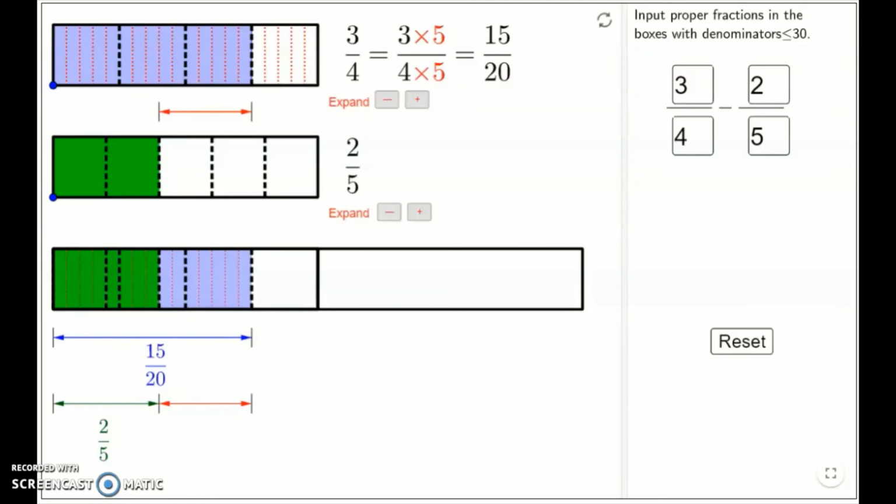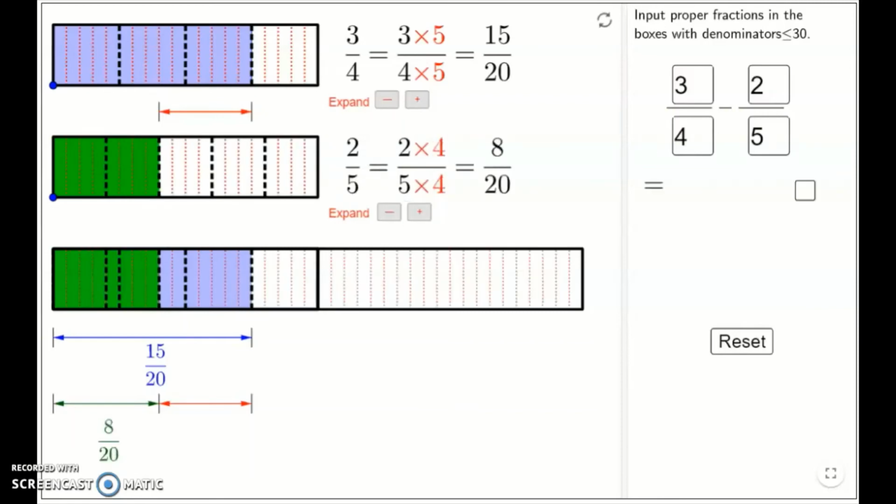So similarly with my 2/5, if I double the 5, I just get 10, treble I get 15, quadruple I get 20. So here my 3/4 is 5, 10, 15 out of 20, and my 2/5 is 4, 8, 12, 16, 20. So I have 15/20 less 8/20. 15 less 8 is 7/20. 1, 2, 3, 4, 5, 6, 7/20.